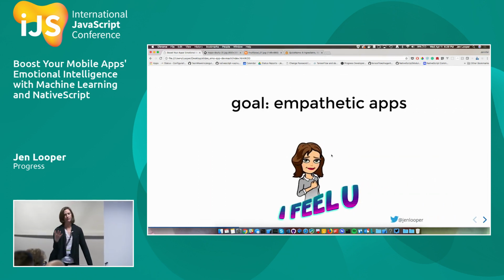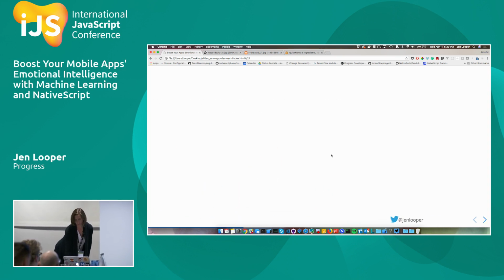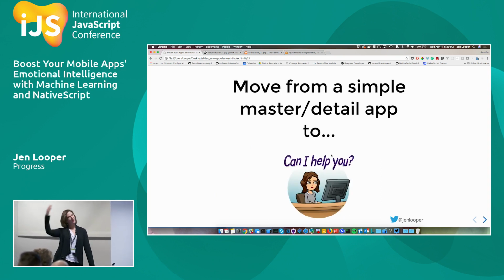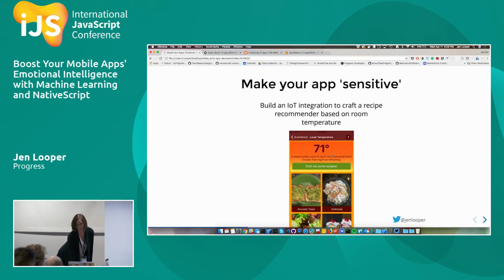So the goal of this talk and of building this app and of enhancing the app was to make QuickNoms a little bit more empathetic, make it a little more helpful on mobile. Web is basically just inputting recipes and looking at them, but on mobile, we can do some really interesting things. So we're going to move from a simple master detail app to, can I help you? How can I be of service? How can I be useful?